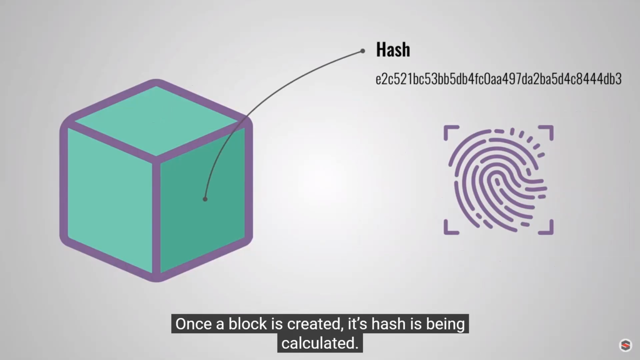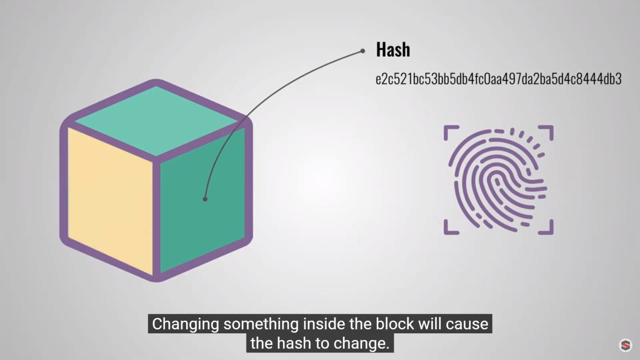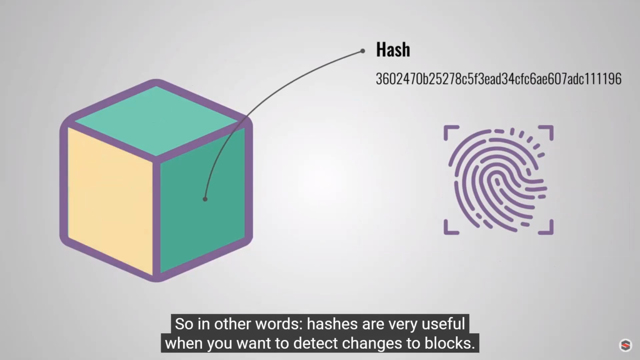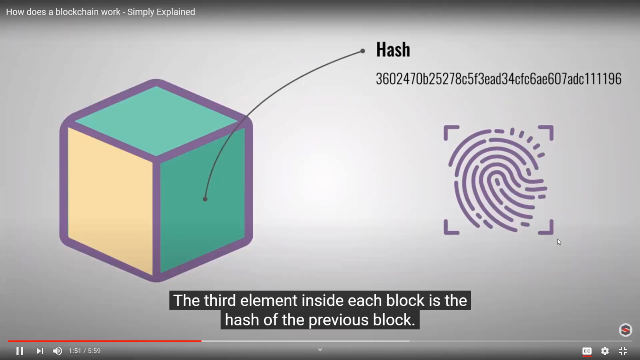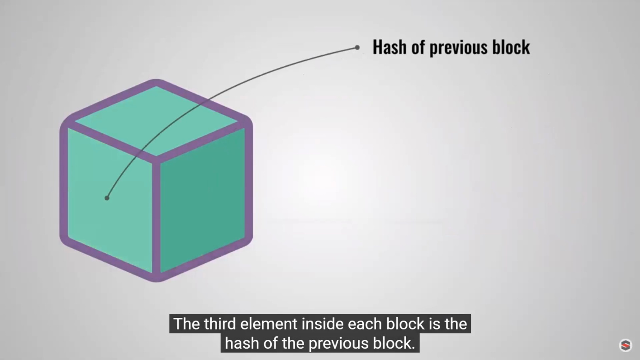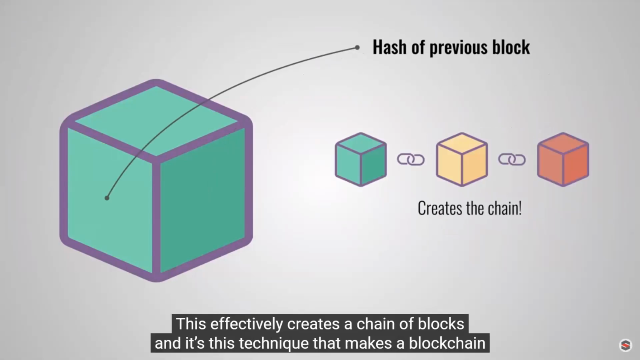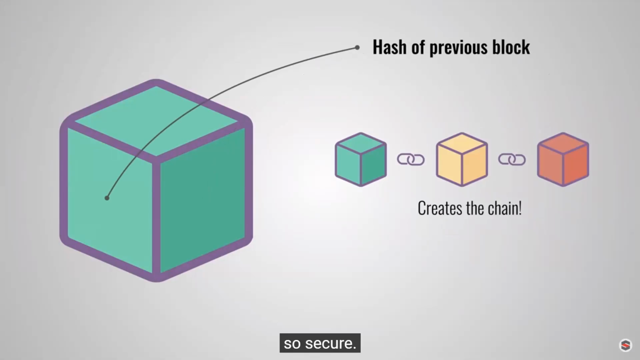Once a block is created, its hash is being calculated. Changing something inside the block will cause the hash to change. So in other words, hashes are very useful when you want to detect changes to the block. If the fingerprint of a block changes, it no longer is the same block. The third element inside each block is the hash of the previous block. And this effectively creates a chain of blocks, and it's this technique that makes a blockchain so secure.